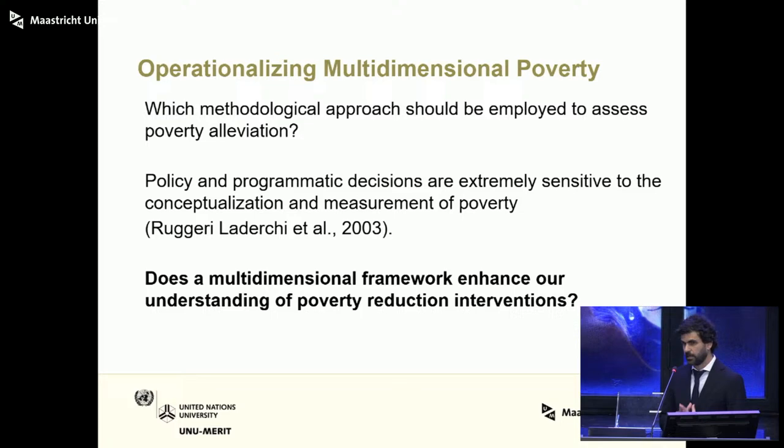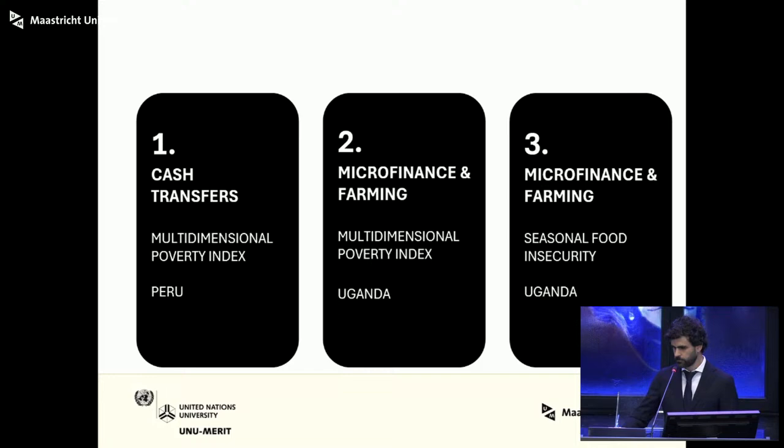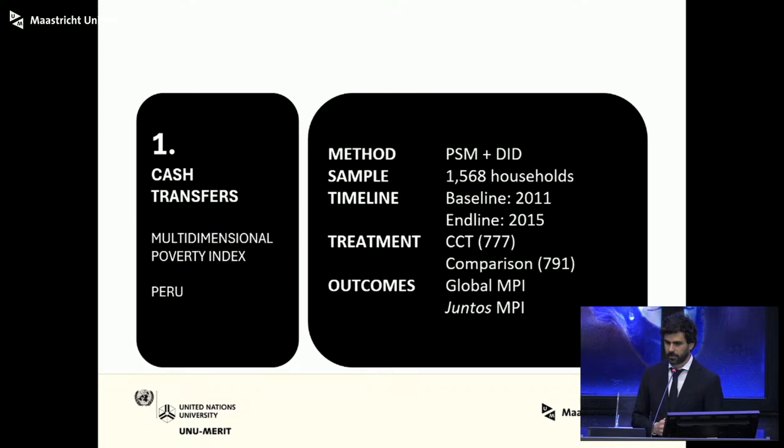The key question in this dissertation is whether using a multidimensional approach actually helps us better understand the impacts of development programs in poverty reduction. To do this, I conducted three impact evaluations. The first one is an impact evaluation using quasi-experimental methods to assess the impact of the National Cash Transfer Program in Peru, called Juntos.